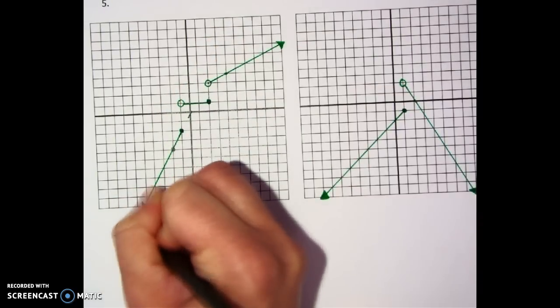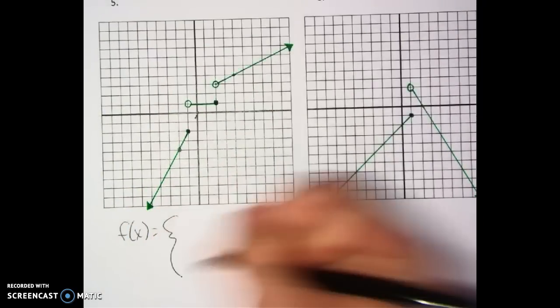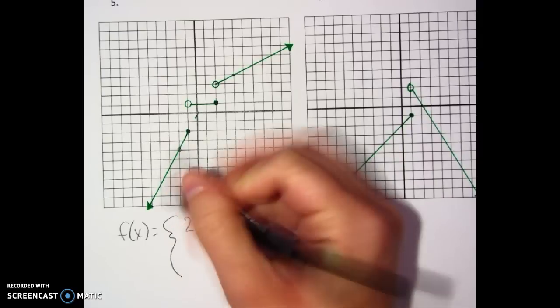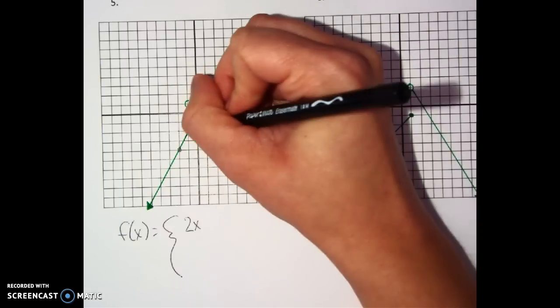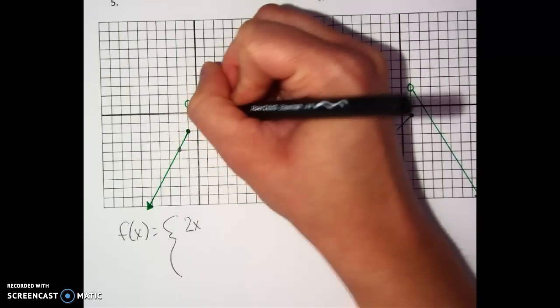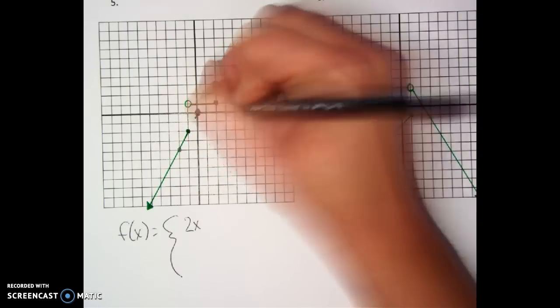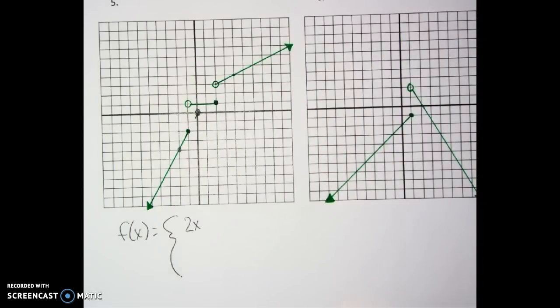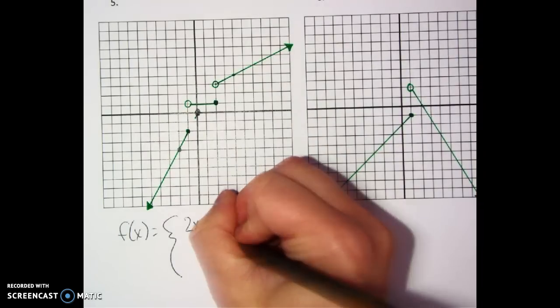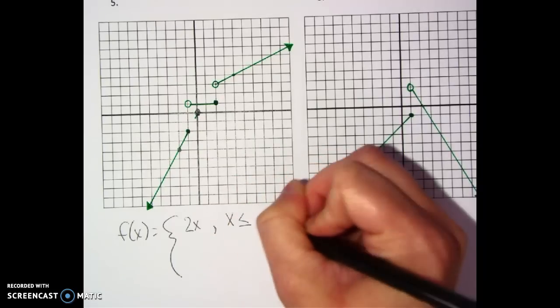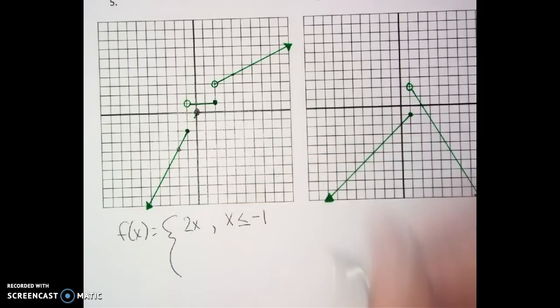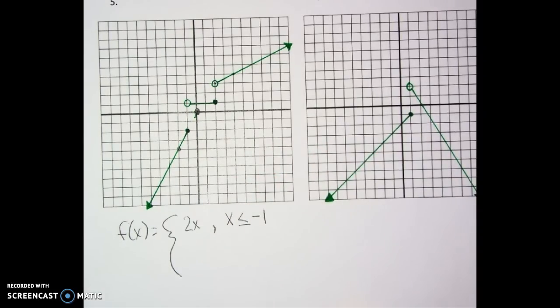So f of x equals, I know for the first line here, it's 2x. I just need to figure out where it goes through the y-intercept, which I'm going to go up 2 over 1 again, and that's 0. So my line right there is just 2x. And my inequality tells me that x is less than or equal to -1. And if you'd like me to show you how to do the slope formula again, just call me over. I'll be happy to show you.